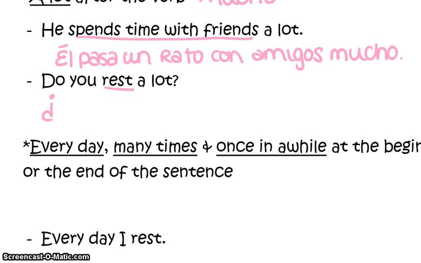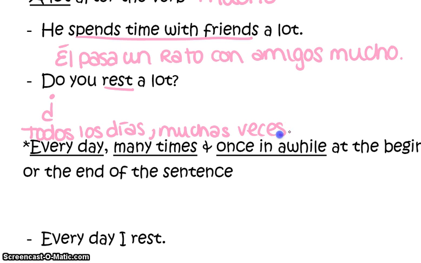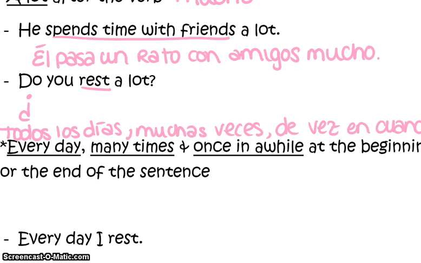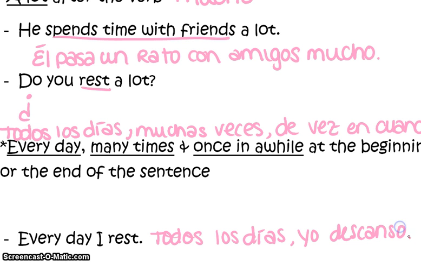And then we have the words every day, which is todos los días, many times, which is muchas veces, and de vez en cuando, once in a while. And these words always come at the beginning or end of a sentence. So for example, every day I rest. Todos los días yo descanso. Or it could be opposite, saying yo descanso todos los días.